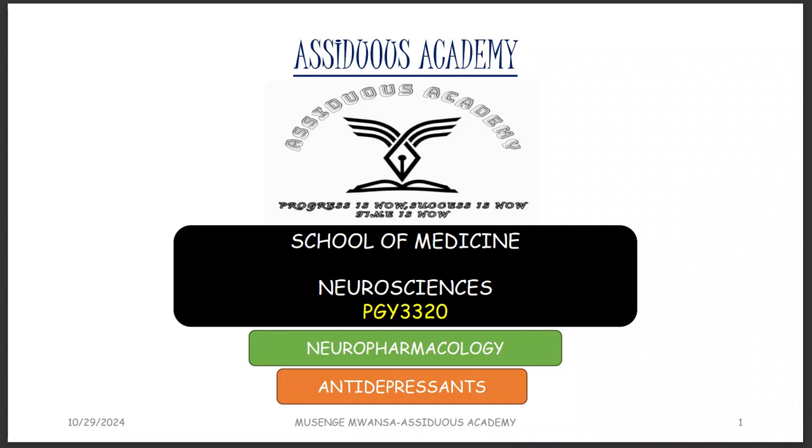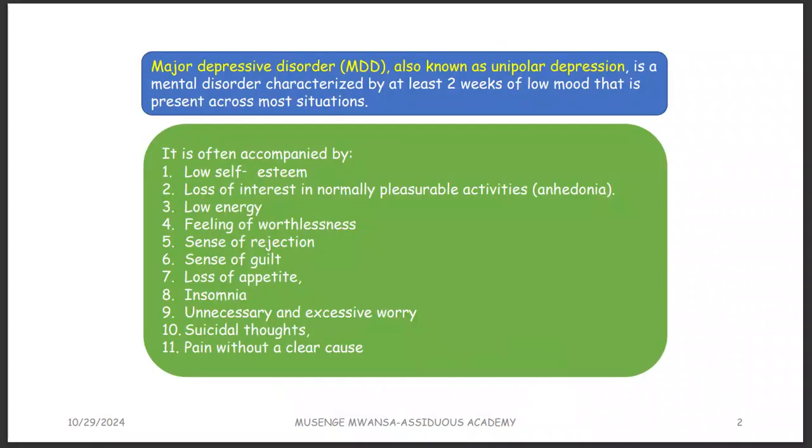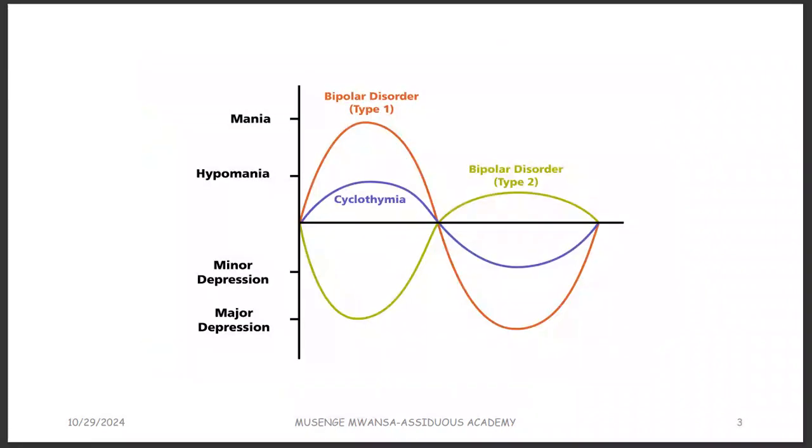So we are first perusing through the antidepressants. Antidepressants are drugs that are going to be used in depression. Now, our moods alternate between being high and being low. Sometimes someone can have a high mood, that's known as mania, or someone can have a low mood, that is depression. So depression is a point of low mood.